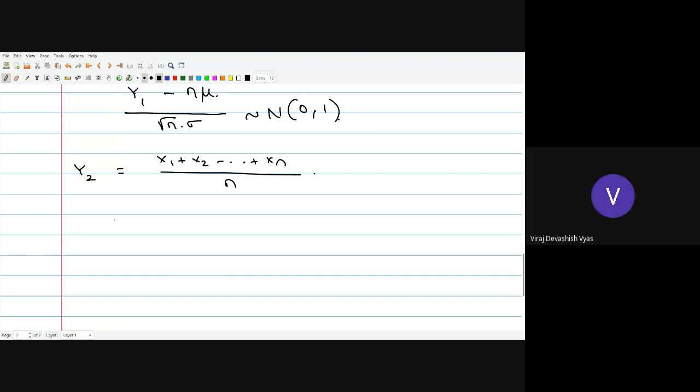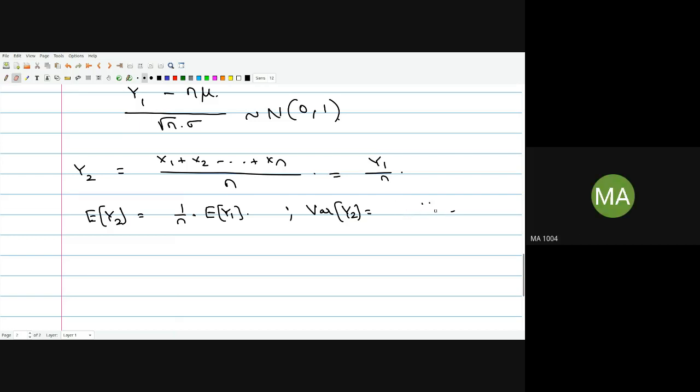But sir, how do we go from y1 to y2? See, y2 is basically y1 divided by n. You can go from here. What will be the expected value of y2 in terms of y1? It will be 1 by n into the expected value of y1, and that will be mu. And the variance of y2? It will be 1 by n square into the variance of y1.